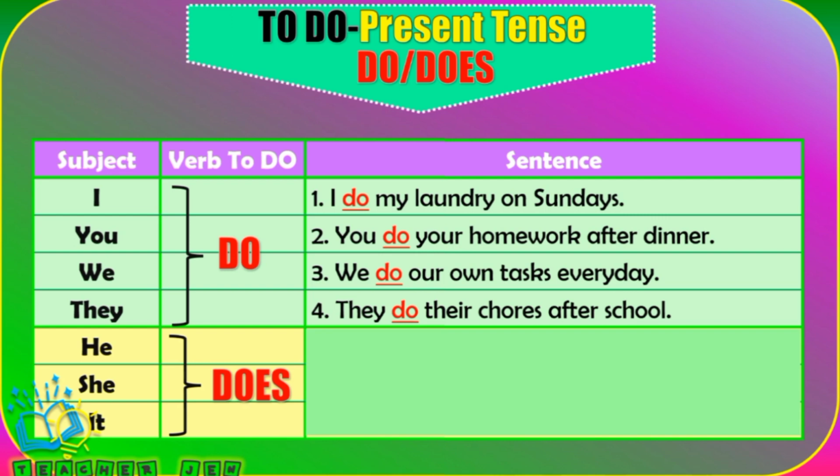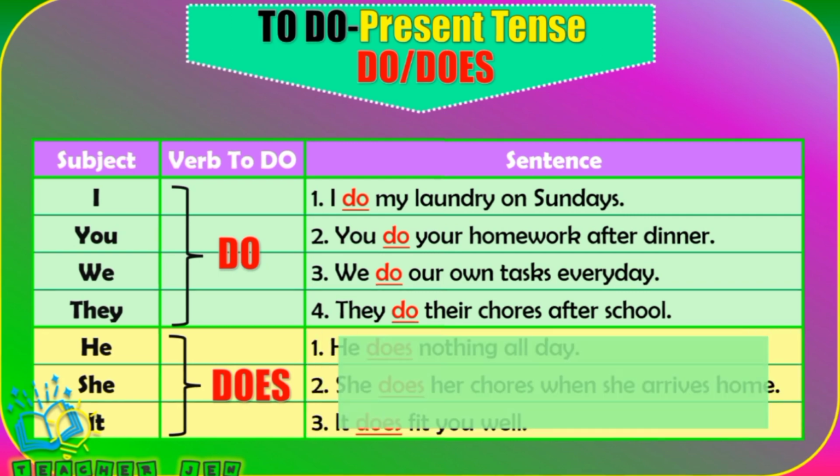As I have said, we use do for plural subjects and specific personal pronouns. For number 1, our subject is I. Number 2 is you. Number 3 is we. And number 4 is they. I, you, we, and they are all personal pronouns, and take note that they must take the present tense of to do, which is do.